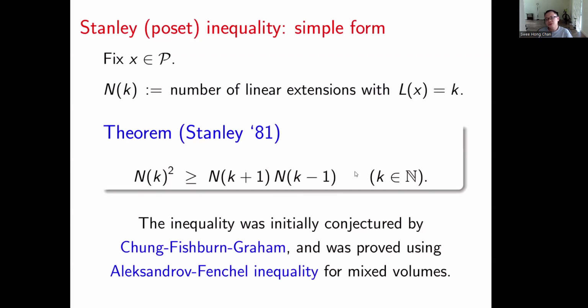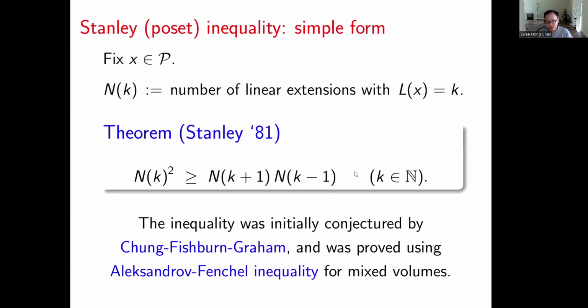Now, Stanley's proof is very elegant. It's actually basically a one-page proof. And the key idea is that he applied a very classical result from the mixed volume theory, from convex geometry, that is called the Alexandrov-Fenchel inequality. Forgive me for my pronunciation, as I'm not good at pronouncing the names. I probably mispronounce them. I hope you can forgive me for that.